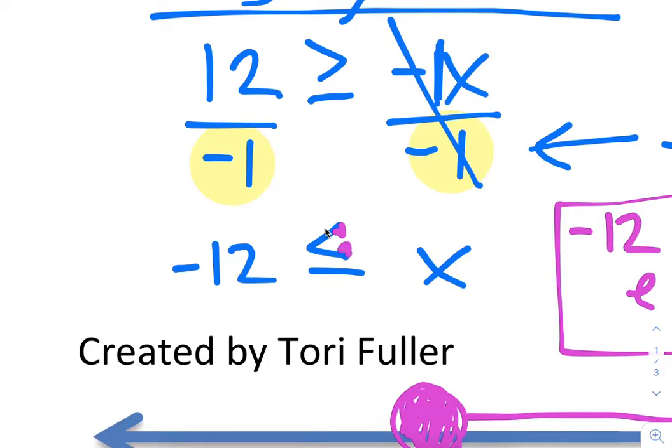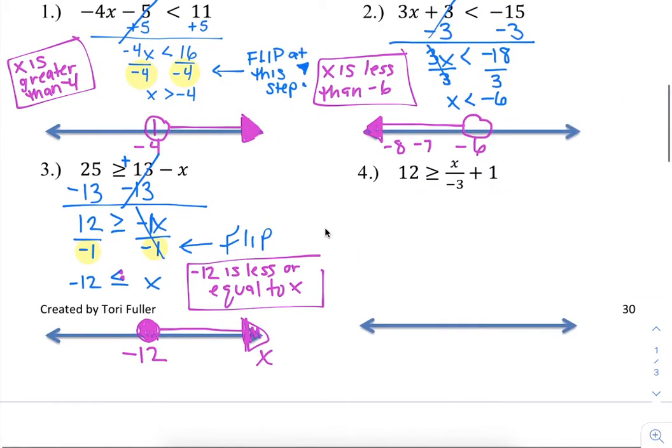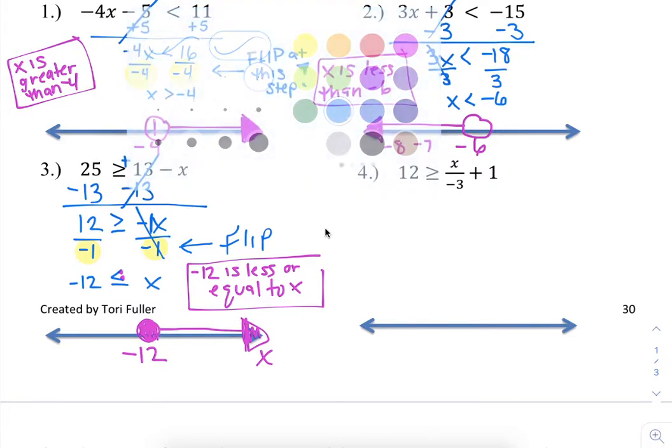So if the alligator eats the x, the x is bigger. So this arrow tells me where my x is going. Okay, all right, we got one more on this page. Let's go ahead and look at number 4.